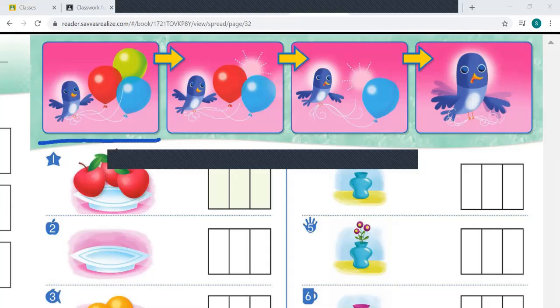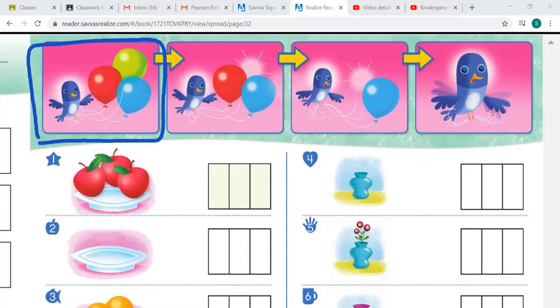Okay, let's look at our first box up here. How many balloons is Peep the bird holding? So this is Peep the bird. How many balloons is Peep holding? Let's count them. 1, 2, 3.